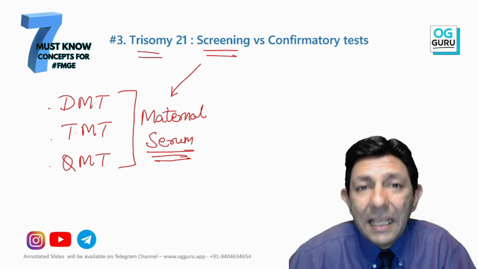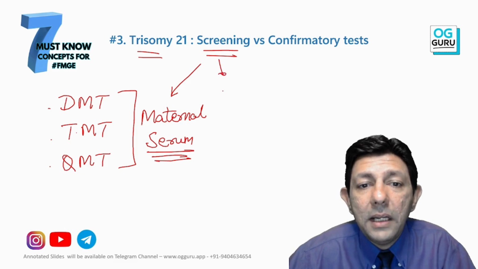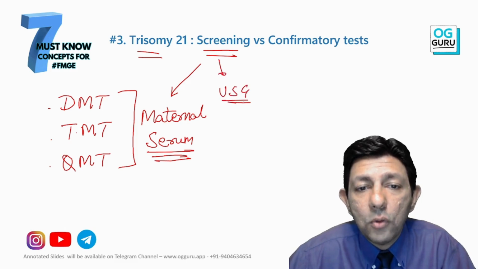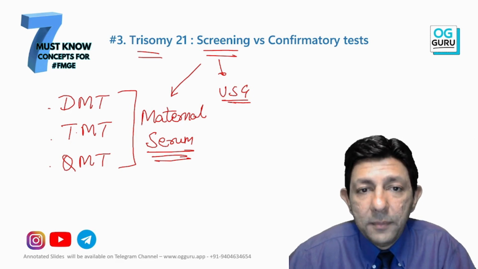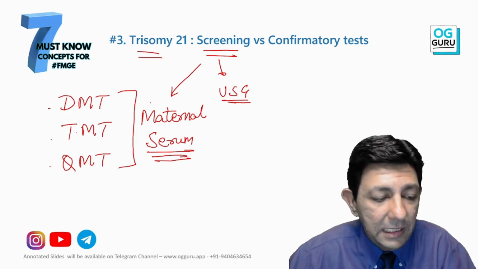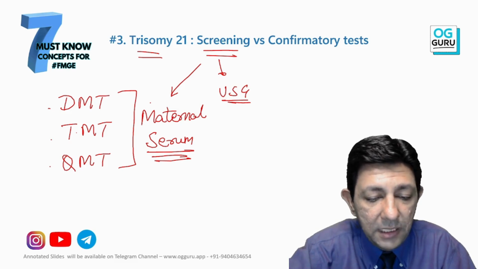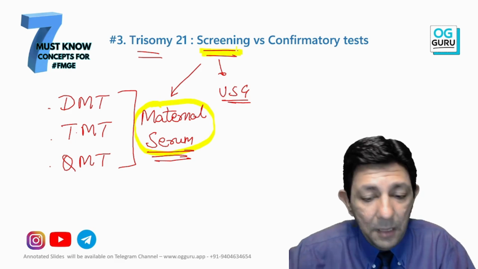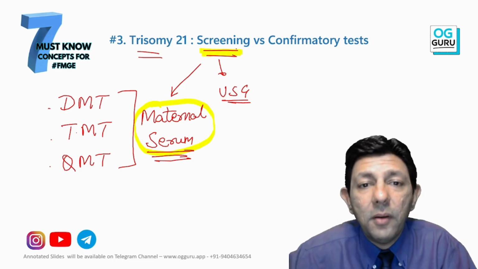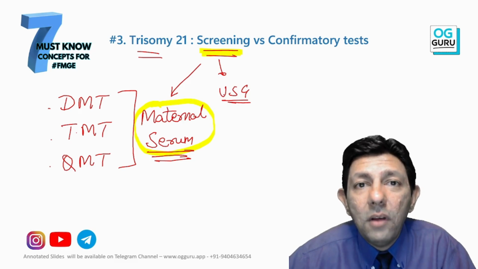By the way, screening can also be done with the help of ultrasonography, which I'll also tell you, and that is by the NT scan. But mainly screening is on maternal serum, and that is the dual marker, triple marker, quadruple marker test. Those are the screening tests. But what is the confirmatory test in the whole world?